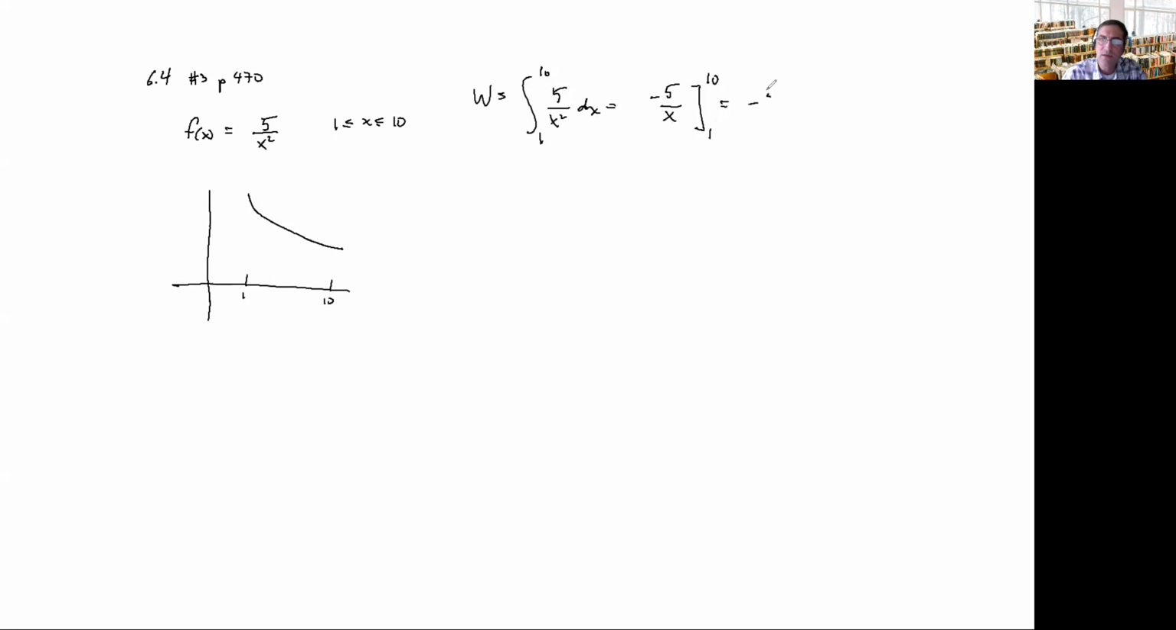And so you're going to get negative 5/10 minus negative 5 over 1. Sorry, that was bad, it's not negative 1/10. It turns out to be negative 5 over 1, which gives me 5 minus 1/2, which is 4.5 foot-pounds. And that is the answer, 4.5 foot-pounds.